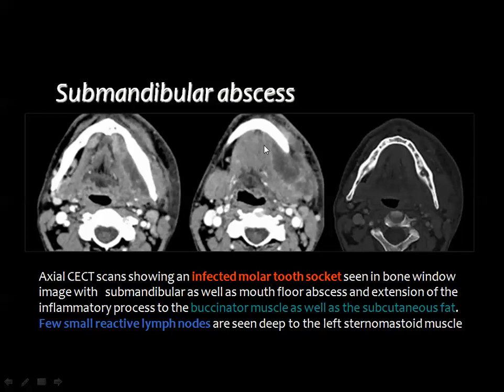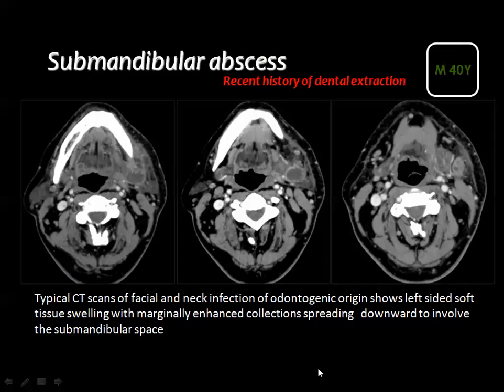And you see the soft tissue swelling, the areas of necrosis, the stranding of the subcutaneous fat, the spread to the buccinator muscle here, and many times, as I have mentioned, then you can see deep to the sternomastoid on both sides, these relatively small lymph nodes, which are usually in the range of 1 to 1.5 centimeter, and they frequently show homogeneous contrast enhancement. They are referred to as reactive inflammatory nodes.